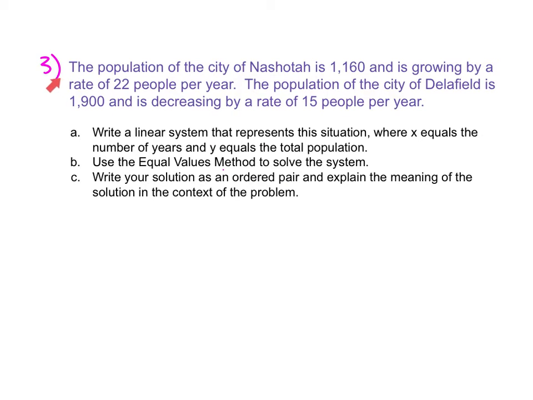Okay, here we go. The third question. The population of the city of Nishuda is 1,160 and is growing by a rate of 22 people per year. The population of the city of Delafield is 1,900 and is decreasing by a rate of 15 people per year. Write a linear system that represents a situation where x equals the number of years and y equals the total population. So very similar to our previous one.